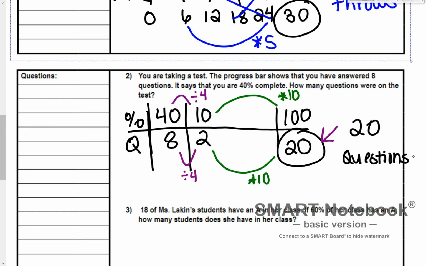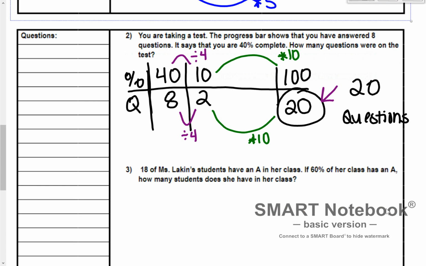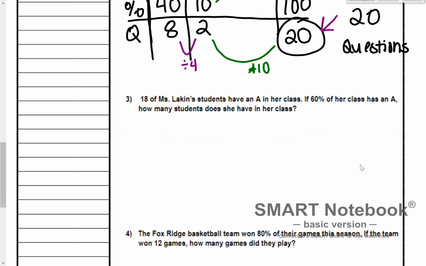All right. If you haven't paused yet, I want you to pause the video and try this third one on your own now that we've reviewed it a little. You can use that double number line or a ratio table. Either way, we should end up at the same answer.